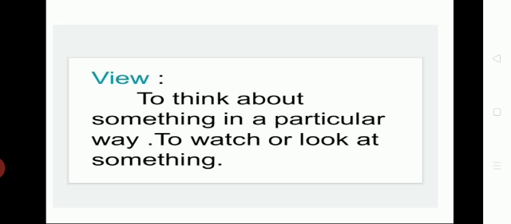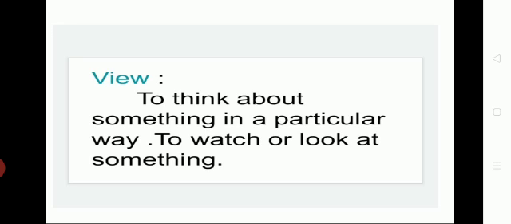In the last class, what did we see in chapter 1? What is the lesson name? Where to Look From. What did you learn from this chapter? Views. So, what is meant by view? To think about something in a particular way, to watch or look at something.